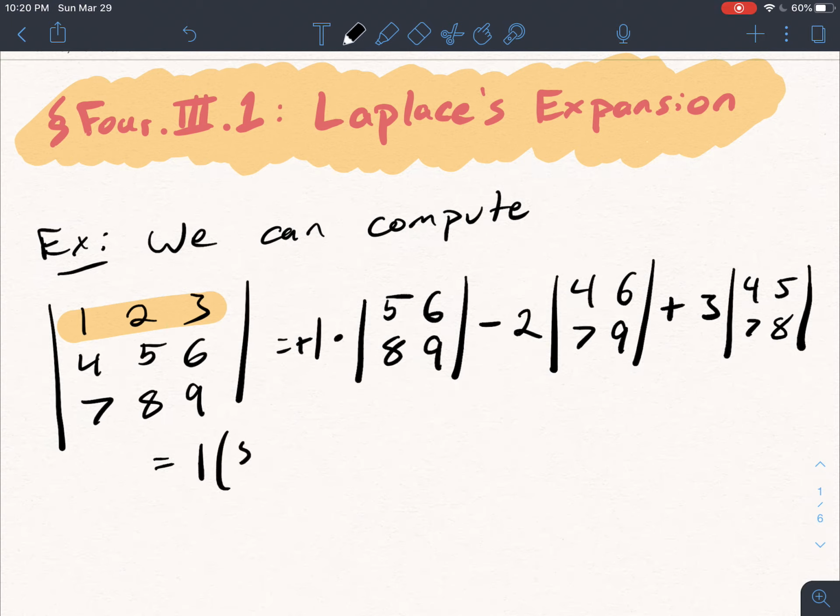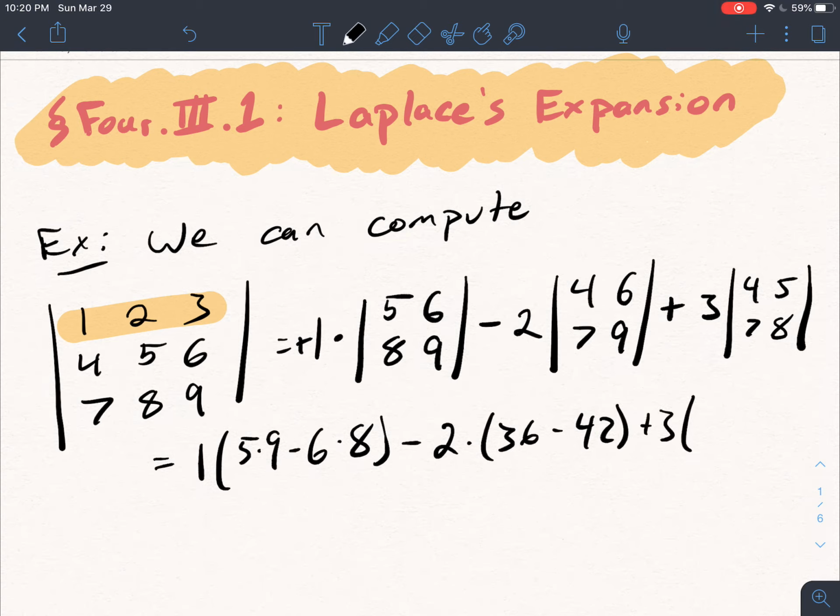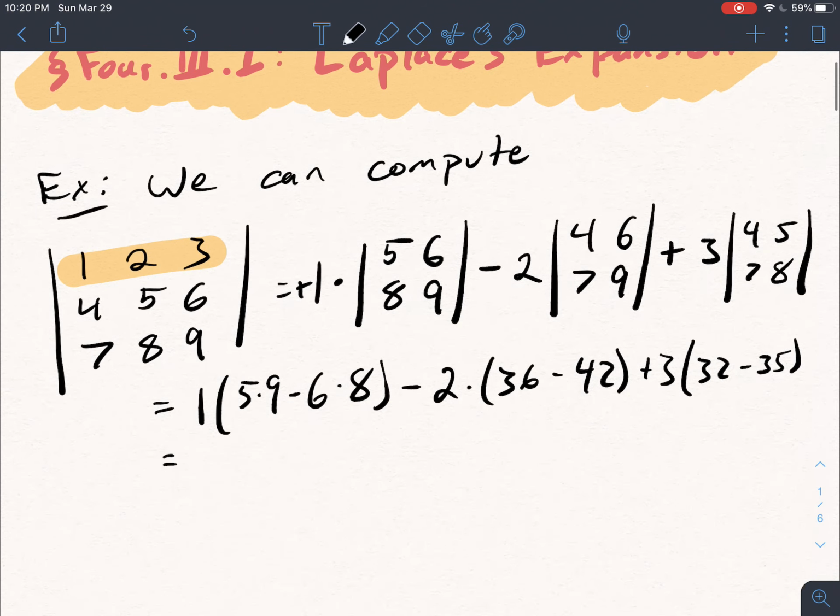So I have 1 times this first determinant, which should be 5 times 9 minus 6 times 8, minus 2 times, and that'll be 4 times 9 is 36, minus 7 times 6 is 42, plus 3 times 32 minus 35. And this is equal to, so this one would be 45 minus 48. So then this term right here would be negative 3.